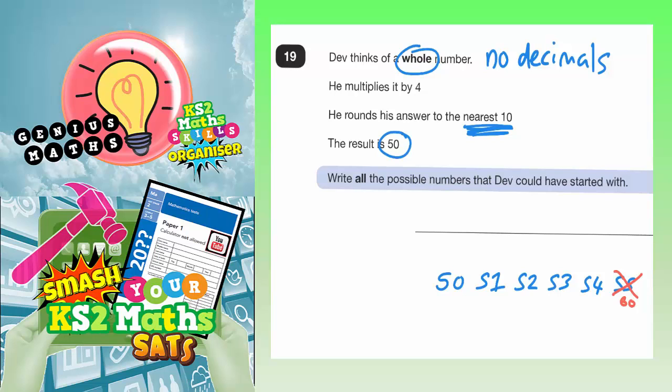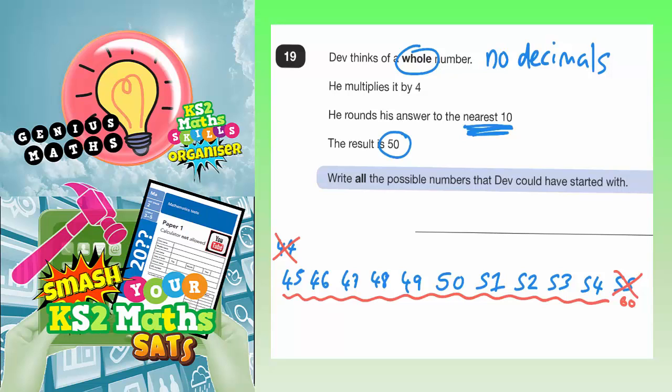But what about if we go the other way, below 50? Well, 49 would round up to 50. 48 would round up to 50. 47 would round up to 50. 46 would round up to 50. 45 would round up to 50. But if we go any lower to 44, that wouldn't round up to 50. That would round down to 40. So 44 is no good. So basically, this list here is all the numbers that could possibly round to the nearest 10 and get 50.